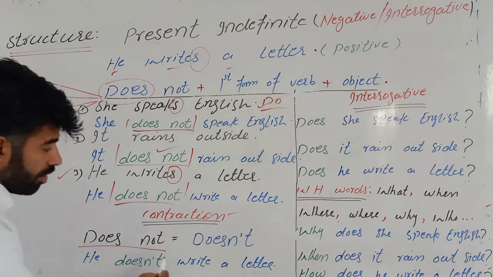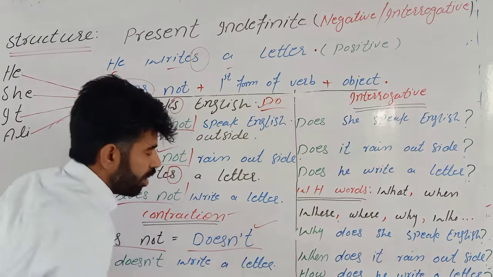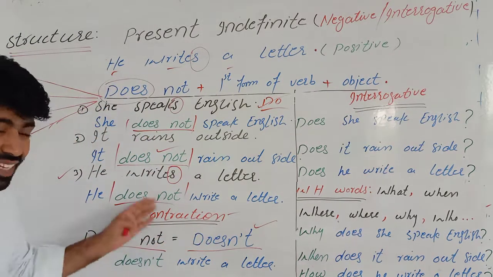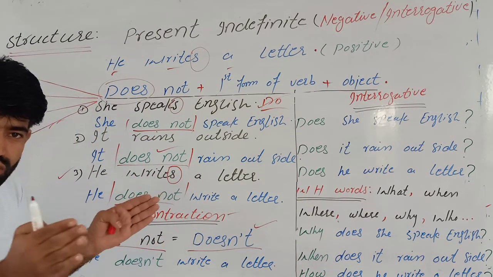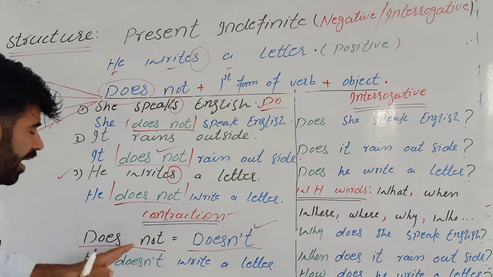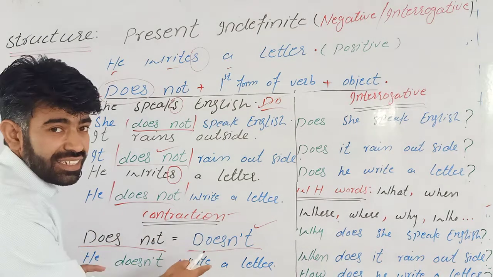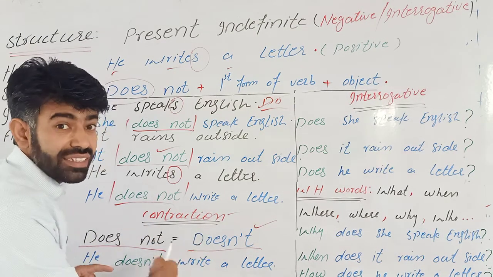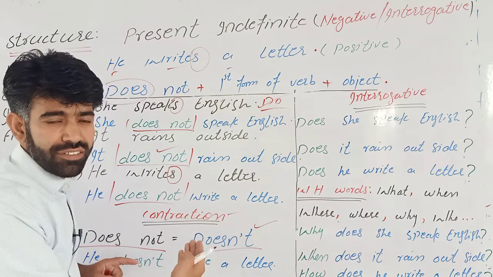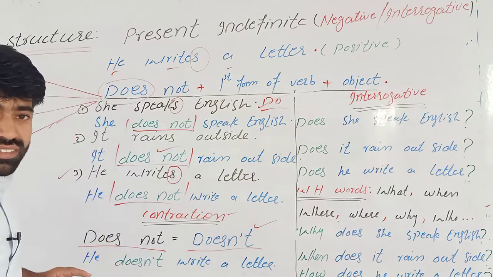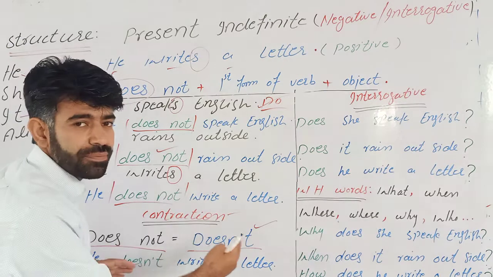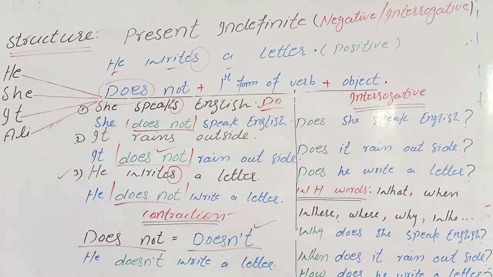This is "does not," and this is also the right way to write it, contracted and reduced in size. This is "does not," and this is "doesn't." How will we say it? Doesn't. Repeat it once again. Try to say it: doesn't. "Does not" and "doesn't."